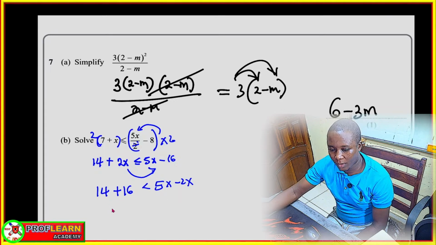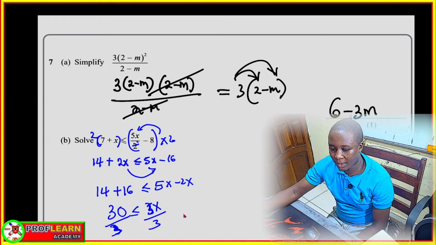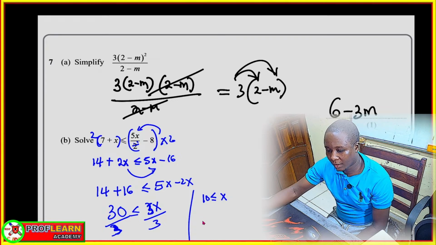So if you put this together, you are going to get 30, isn't it? This will be 30 less than or equals to 3x, because 5 minus that, we shall have 3x. Then divide by 3, divide by 3. So if you cancel that and that, you shall have basically 10 is less than or equals to x, which means that x is greater than or equals to 10.